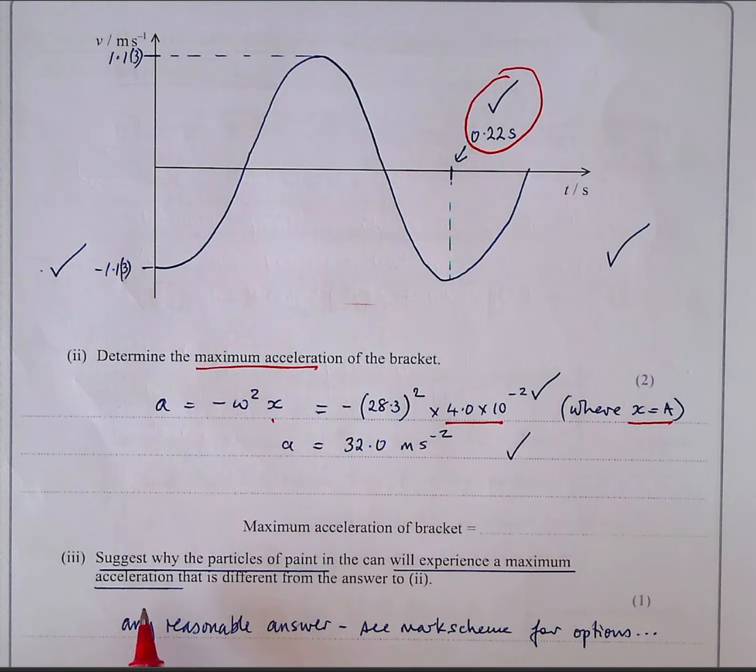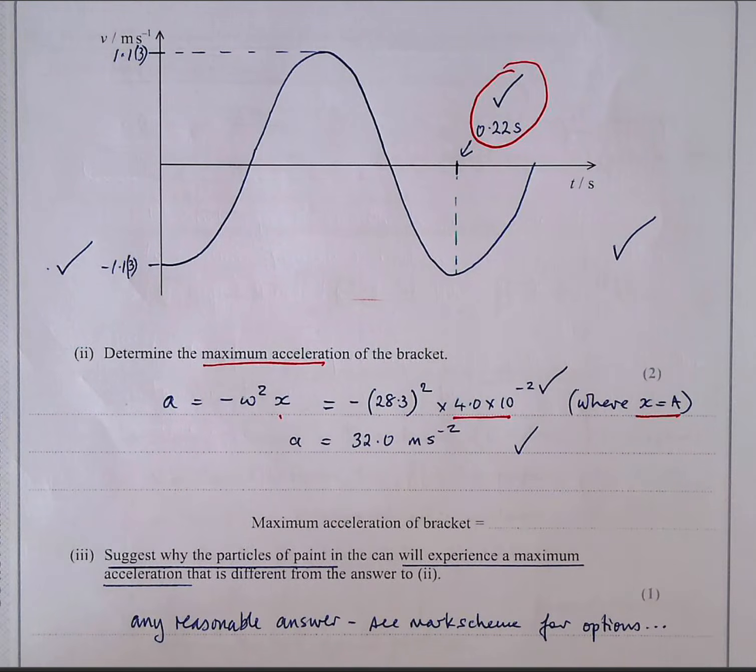And then finally, they ask you to suggest why particles of paint in the can will experience a maximum acceleration that's different from this. Well, the can is the physical object that's being shaken. Inside the can, the particles are all free to do what they normally do, and some of them may be moving randomly, colliding with each other or whatever. So any reasonable answer you can give. Let's have a look and see what they accept as reasonable answers.